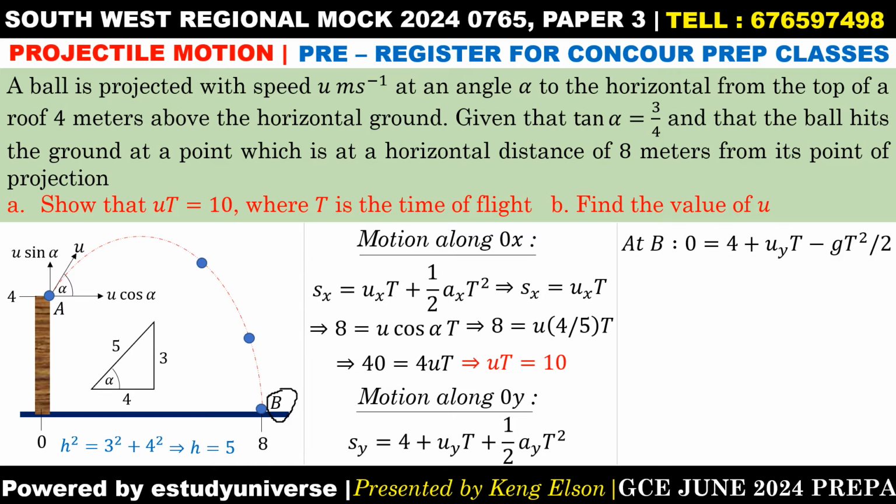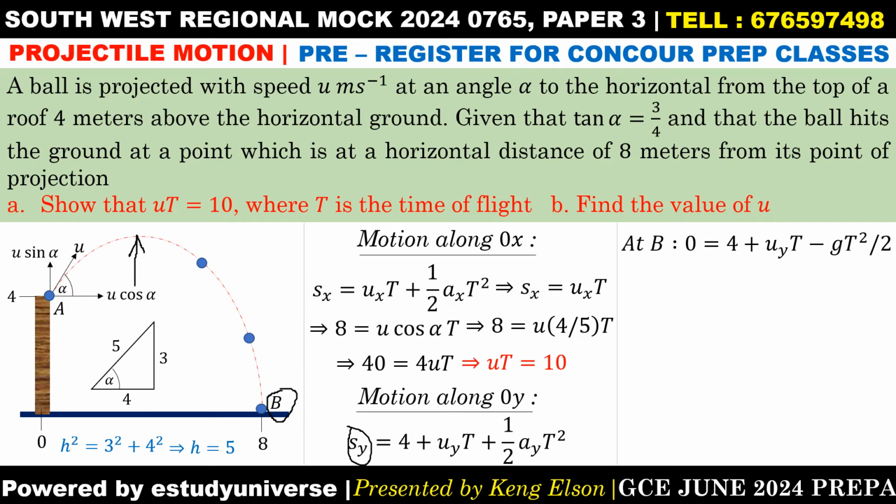So the vertical distance traveled at the point B. The point B is on the ground, and at the ground there is no vertical distance, and the horizontal distance is 8 meters. So that's why I need to use that, because it will be very tedious for me to calculate this distance up here and add it to 4 and equate it to sy. It's going to be a little bit complicated.